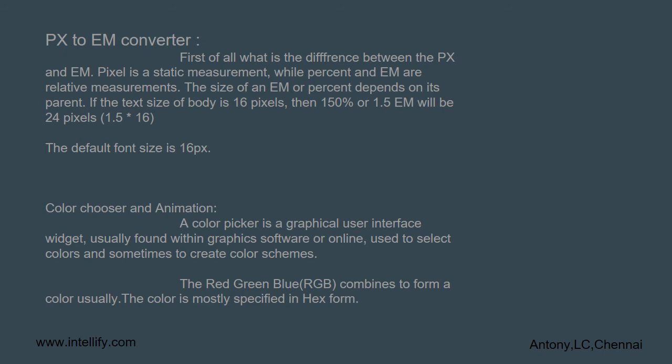So next, the color chooser. What is a color picker? A color picker is a graphical interface widget, usually found within graphical software or online, used to select colors and sometimes to create color schemes. Basically, colors are combined from three types, as we know: red, green, and blue. The numbers given here are also used for coloring. For example, for black, hashtag 000000, for white, hashtag FFFFFF, etc. In the description, the color chooser and animation links are given. You can go and visit there.